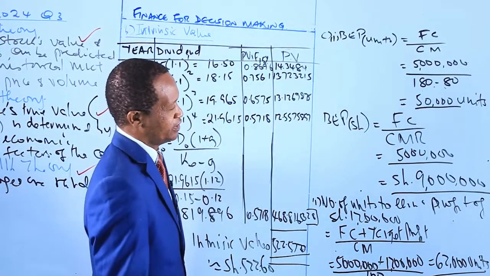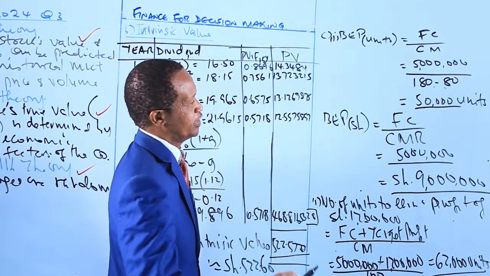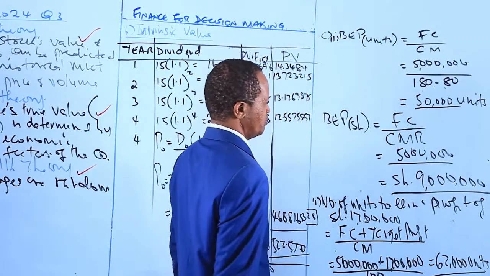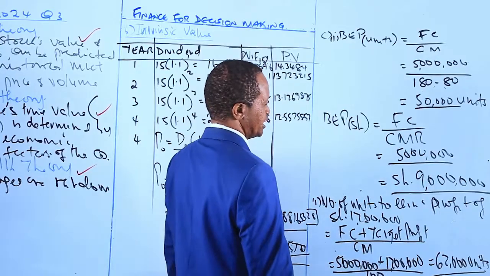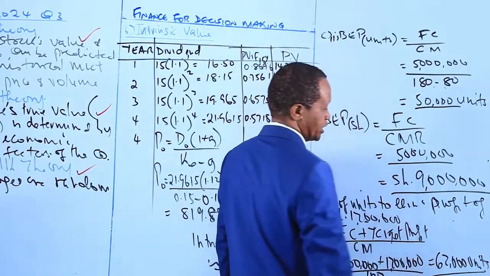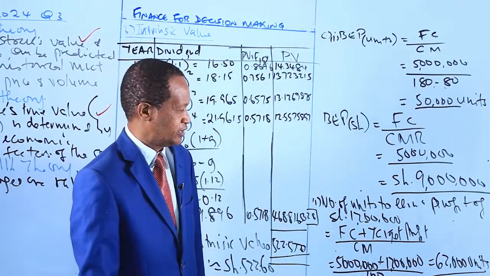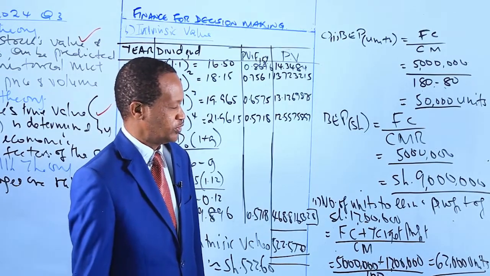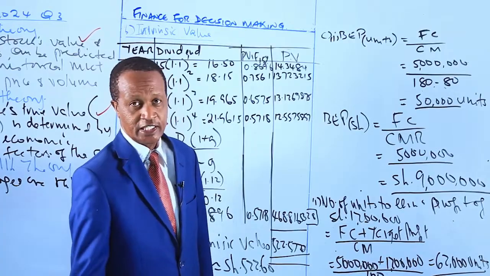So profit is made after 5,000 units. At 5,000 units, there is no profit. If the company is to make a profit of 1.2 million, then the company has to produce 62,000 units. That is the meaning. So it's possible to calculate the number of units at a given target profit.